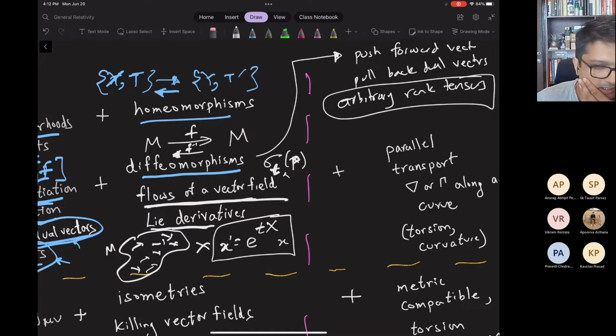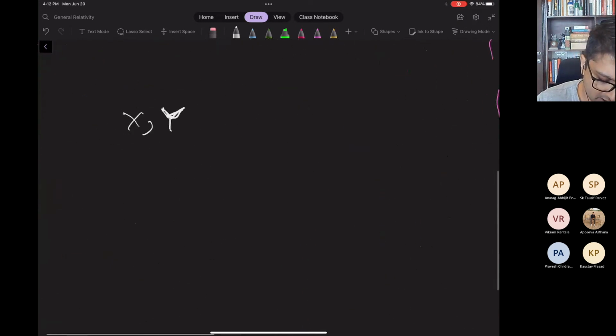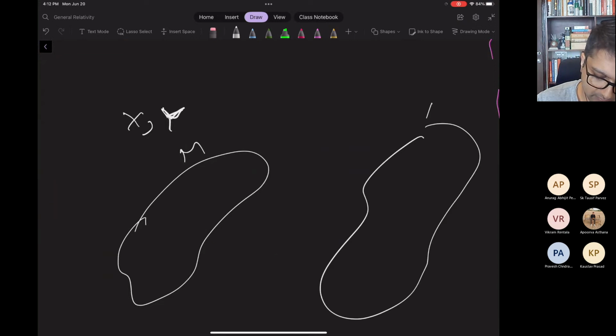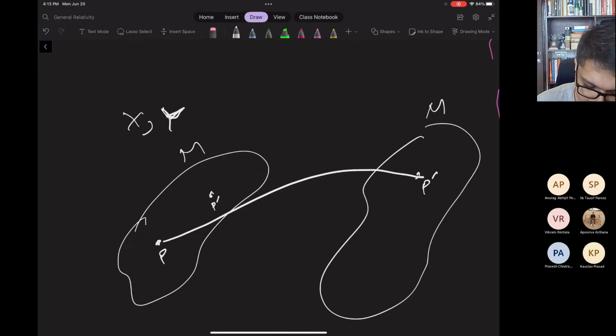So under this map from M to M, this is M, this is a copy of M, and a point P gets mapped to a point P prime. So this is F. And what F does is it takes every single point P on the manifold and maps it to a different point on the manifold.